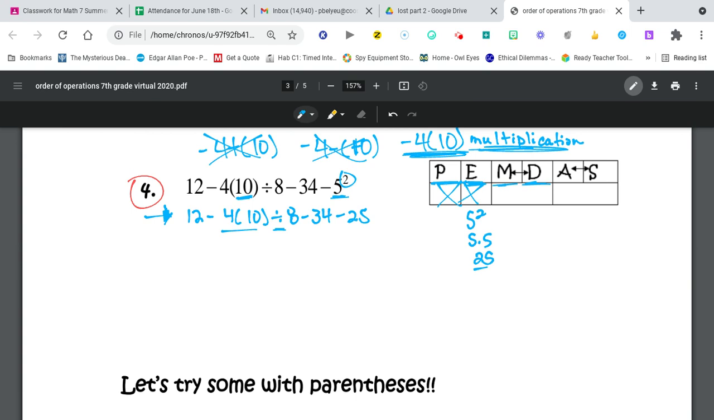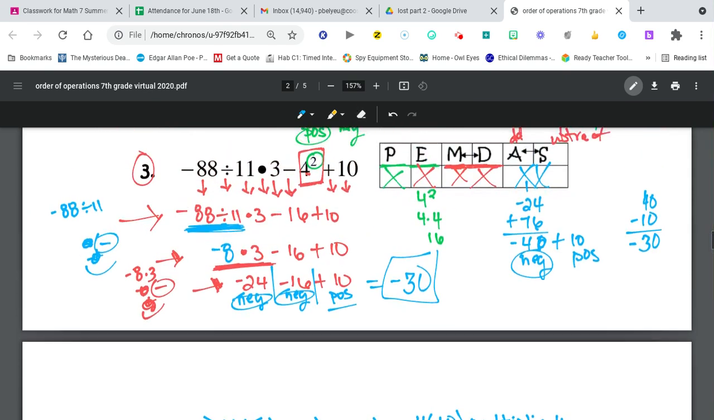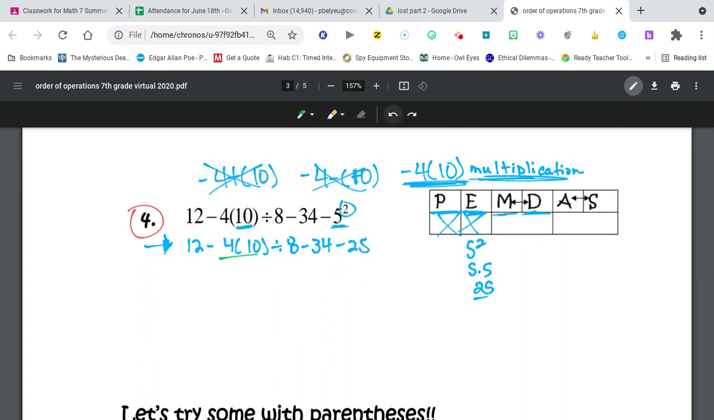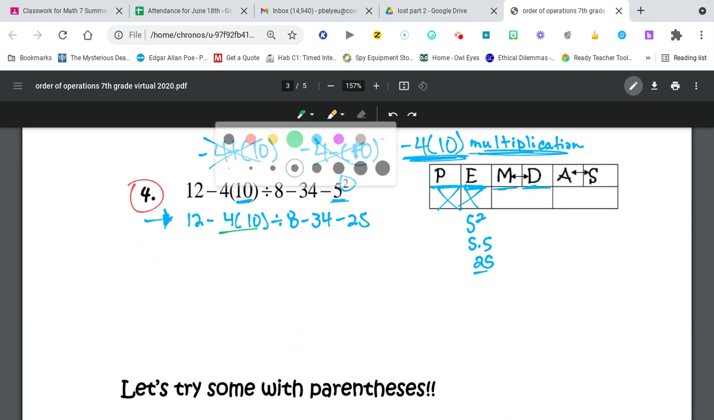The question is, which one do you do first in this problem? Well, in this problem, multiplication comes before division. Instead of dividing and then multiplying like we did on the last problem, if you go back and look up here, we divided first and then we multiplied, because division came before multiplication. But down here, multiplication comes before division. So we're going to multiply first. I'm going to do that part that's underlined in green right there.